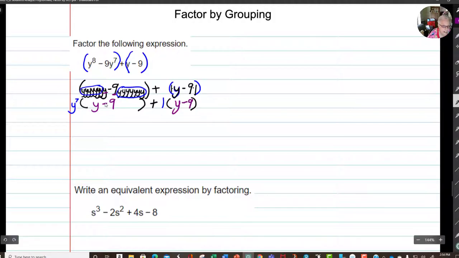Now look at this. Isn't this great? Y minus 9 matches y minus 9. Y minus 9 is the GCF. I write it down once. Y minus 9, and then I write the leftovers. Y to the 7th power plus 1. Piece of cake. But you better make sure you didn't make a mistake.